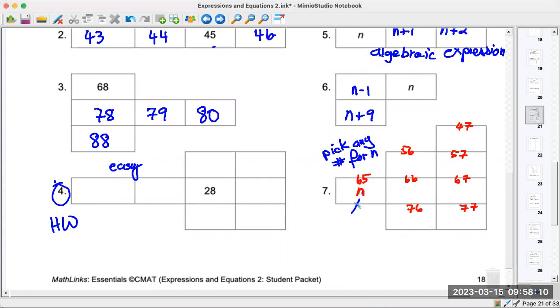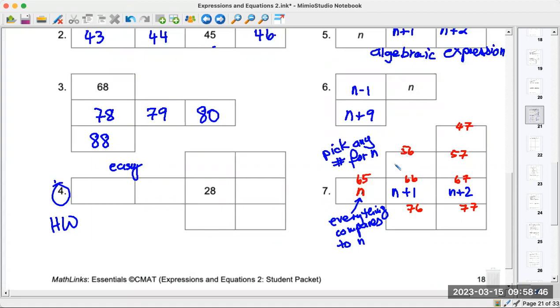So it starts here. Everything compares to the first number, to N. Okay, so this 66 obviously is N plus 1, right? Because if you add 1 to 65, you get 66. It's all starting here. 67 is N plus 2 because you're adding 2 to our original number. Make sense?